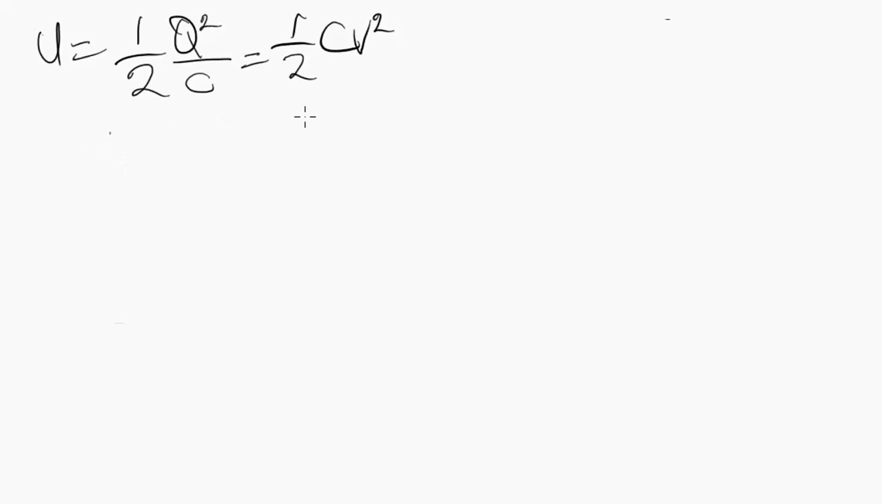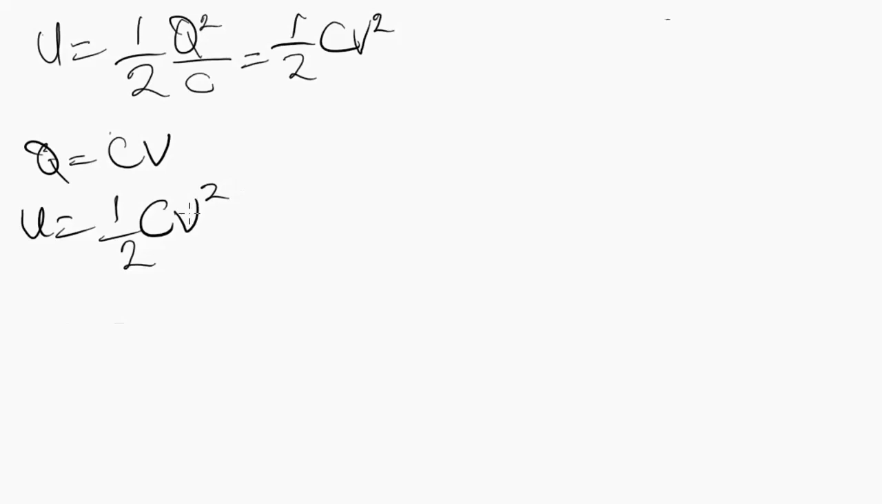Let's say, since we know that Q is equal to CV, right? And we have that U is equal to half CV squared. So you can actually replace this C by Q here. Now, if we do that, we'll simply have 1 over 2 QV.